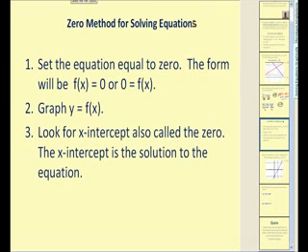Let's go ahead and take a look at our second method, called the zero method for solving equations. For this method, what we do is we set the equation equal to 0.